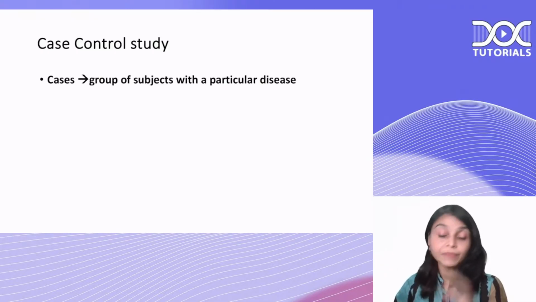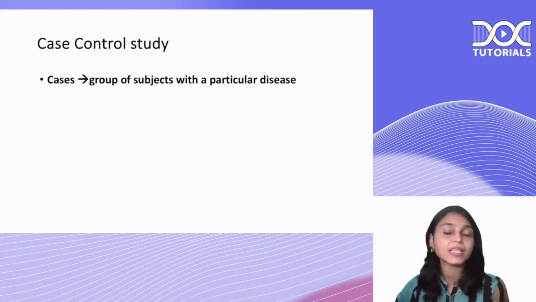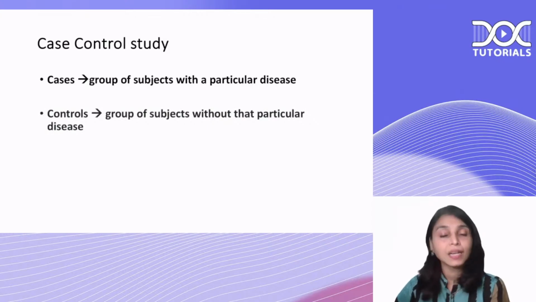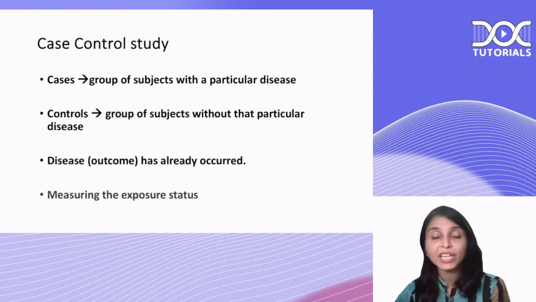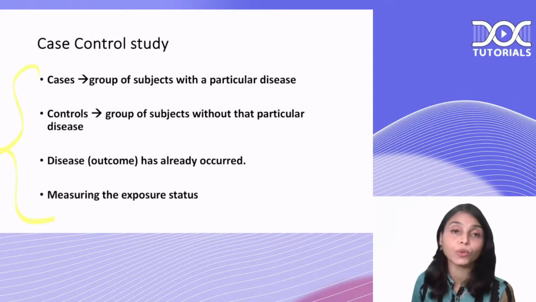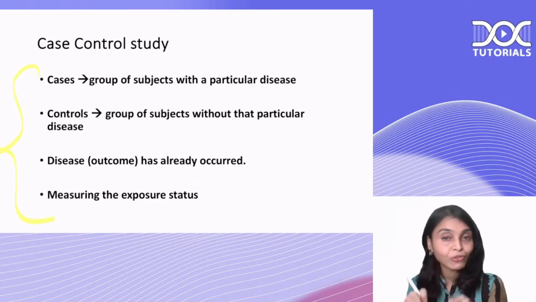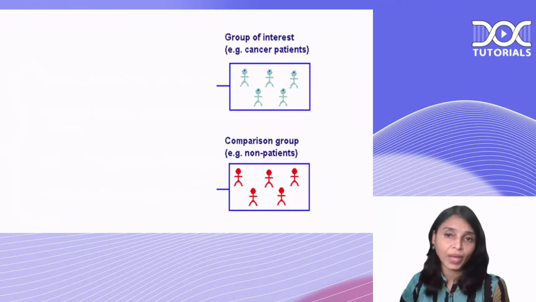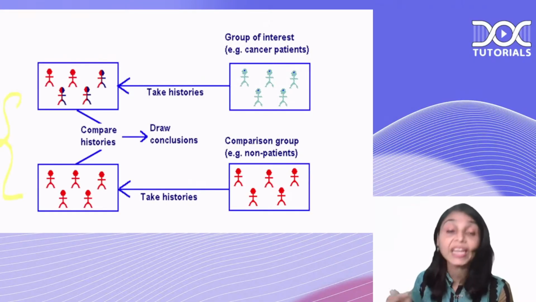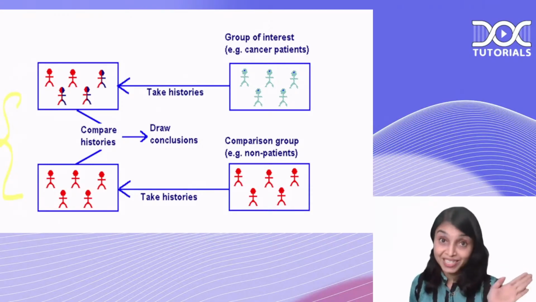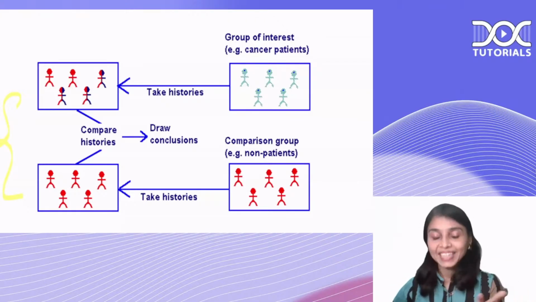So case control, like I said, suppose you're asked to write why it is a case control, then: cases, group of subjects with a particular disease. You're starting with controls, then disease has already occurred, and measuring the exposure status is what you're doing in case control. So the question will be, why is it case control? The answer is what I have shown here. Starting with a group of cancer patients, taking the history, and you are comparing the history, that means percentage of exposure, is what you do in case control.